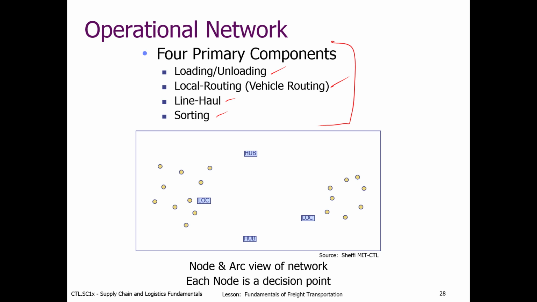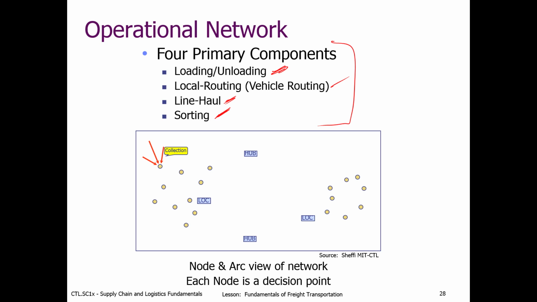So think about when you fly anywhere. In an airport, you load and unload yourself onto the plane. When you get to a terminal and have a connection, you self-sort from one gate, walking to the other gate, and then once you're on the plane, it's a line haul moving from one point to another point. So the same thing happens in freight.